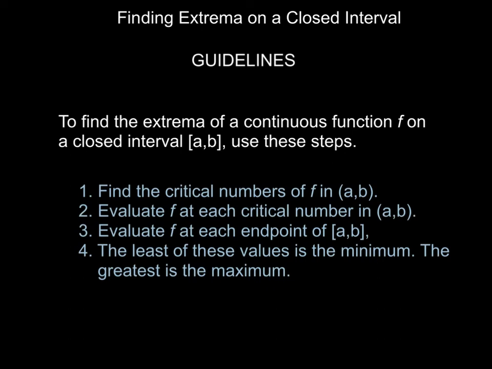The other thing I have to do, because we have a closed interval, is remember that our global maximum or minimum might not occur at a critical number. It might actually occur at the endpoints. So the next thing I have to do is evaluate f at each endpoint of the closed interval from a to b. So I'm going to evaluate f at a and at b. When I do that, I'll have all these different values, and the smallest one is going to be my minimum. Whichever of those values, from evaluating the function at the critical numbers and at the endpoints, came out to be the largest, that is going to be my maximum.